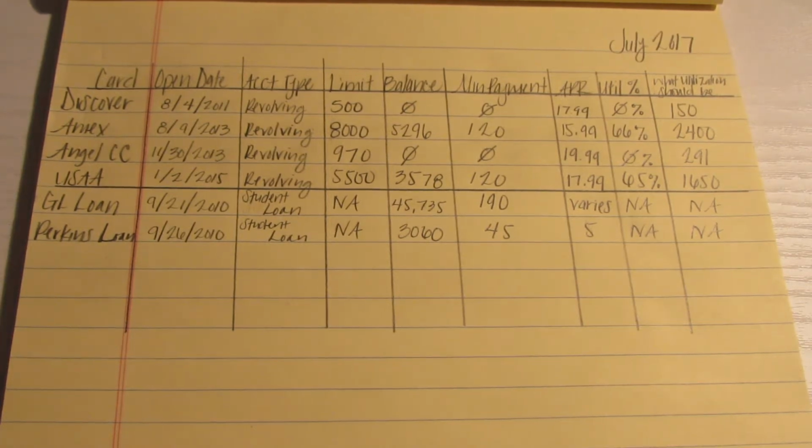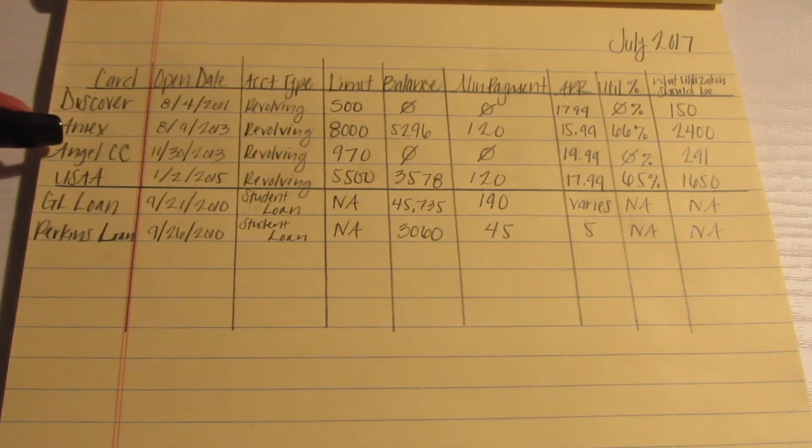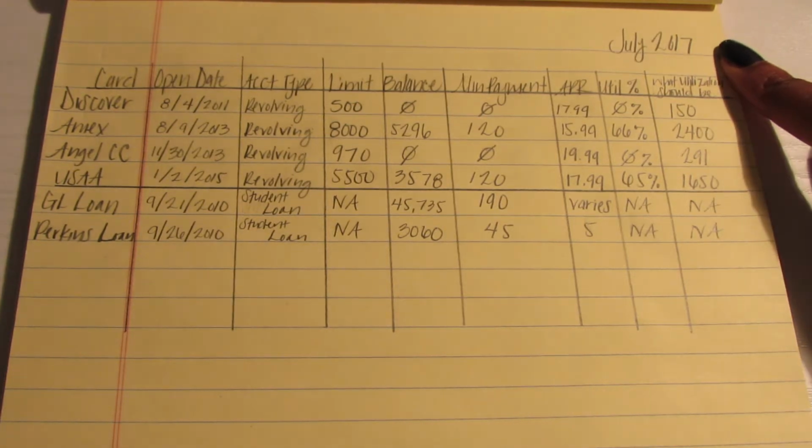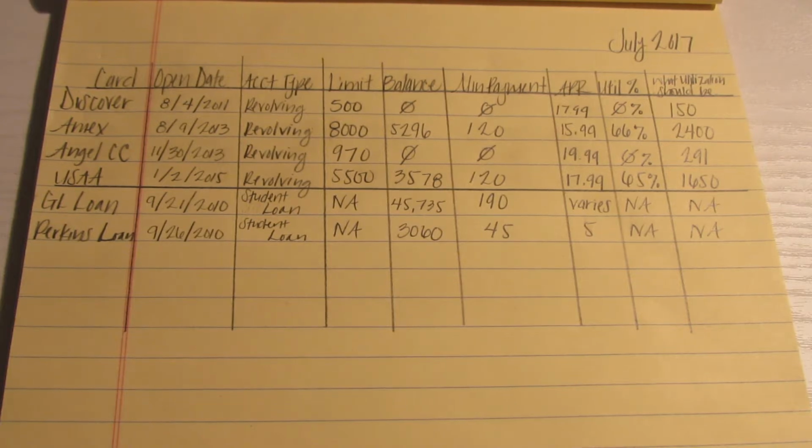So as you guys see here, for my Discover card, my American Express, this is an Angel credit card, and then a USAA card. And this was pulled from an excerpt in July of 2017. So some of these things might look a little different. I think on the previous video, I didn't have the Angel card, but the Discover, American Express, and USAA card were there. But as you guys see, my oldest account was my Discover account, which was opened in August of 2011. That is while I was in college. And you see that the account type is revolving. So credit cards are revolving credit, whereas my student loans, of course, they're student loans.